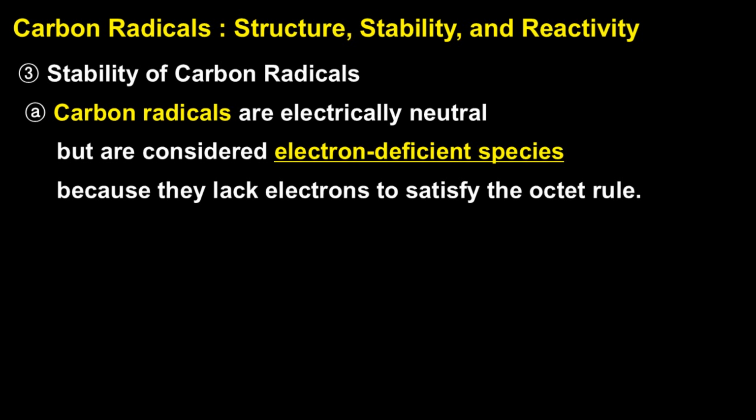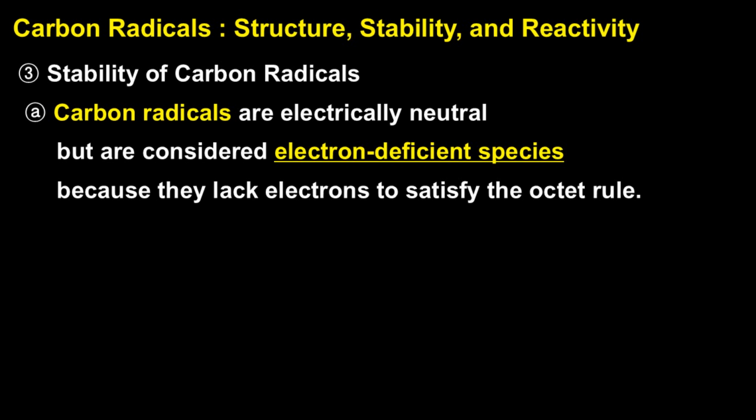So what actually makes a carbon radical more or less stable? Even though they're electrically neutral, meaning there's no formal charge, carbon radicals are still considered electron deficient. Why? Because they only have 7 valence electrons, not a full octet. And that missing electron makes them highly reactive. But not all radicals are equally unstable.